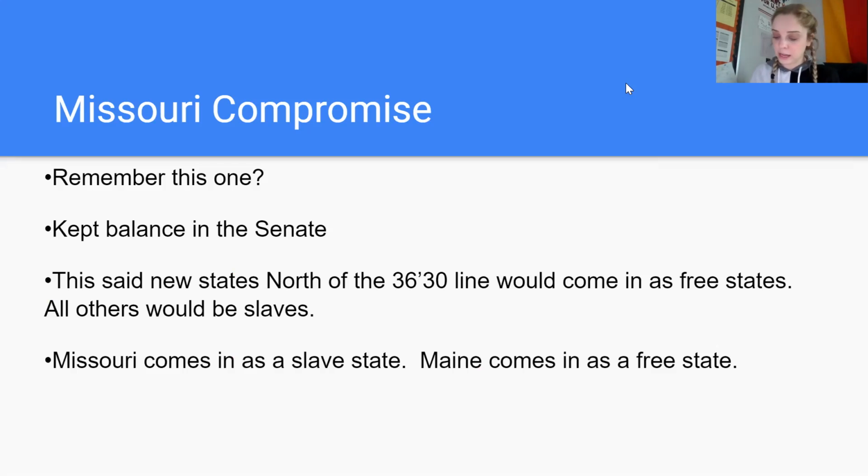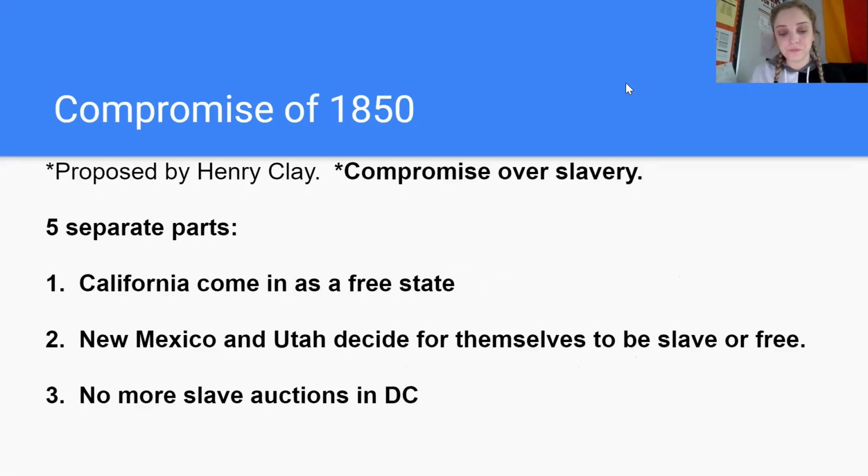So to create that continuous balance between free and slave, Missouri will come in as a slave state, Maine comes in as a free state. So as much as the senators and congressmen are trying to create a balance, what they're ultimately doing is creating an even deeper division.